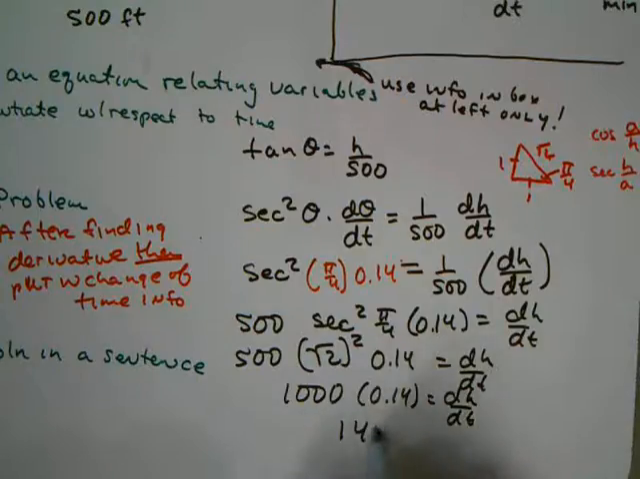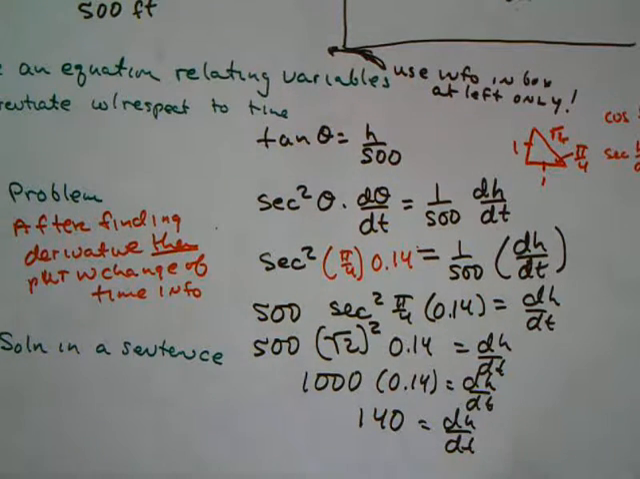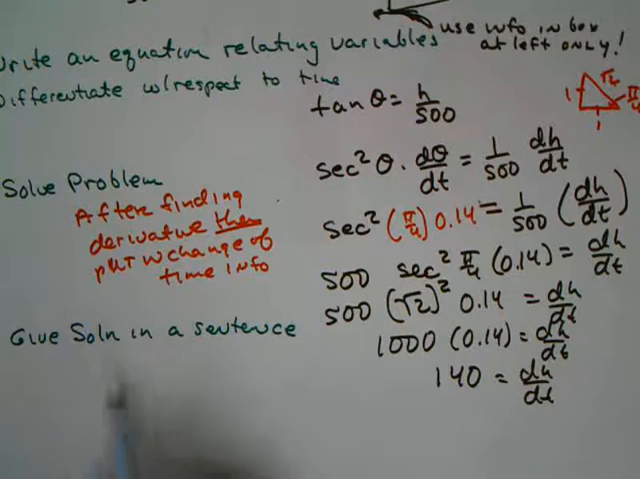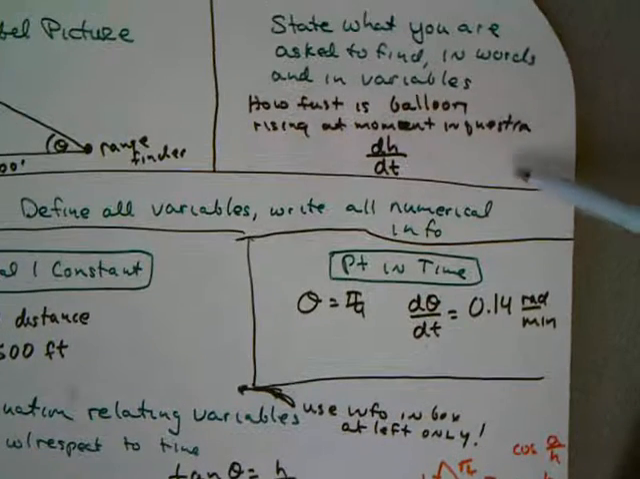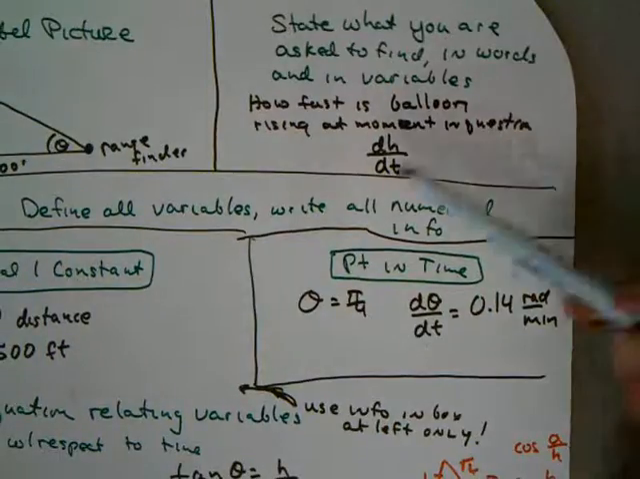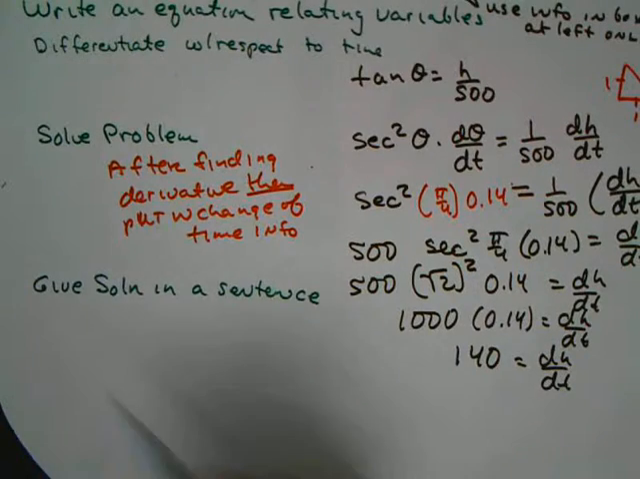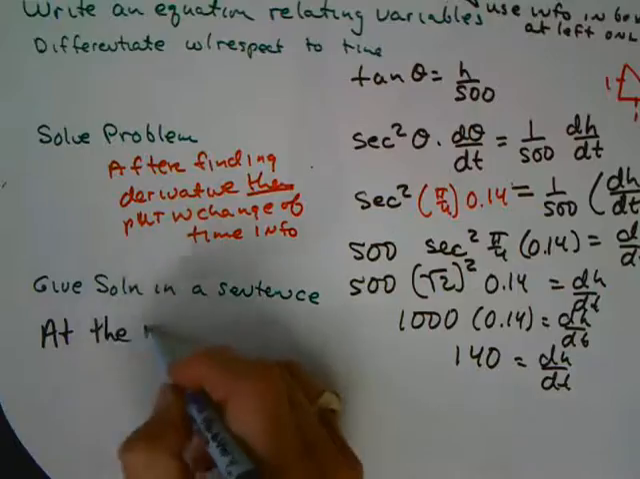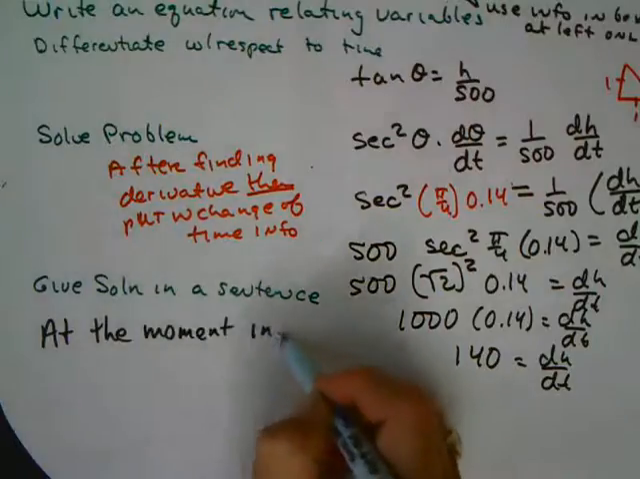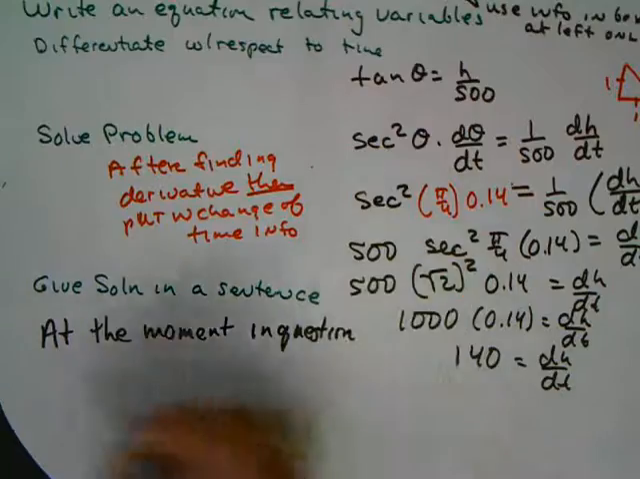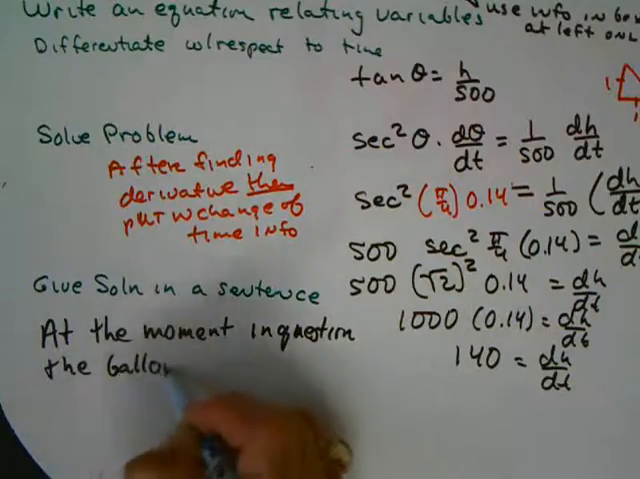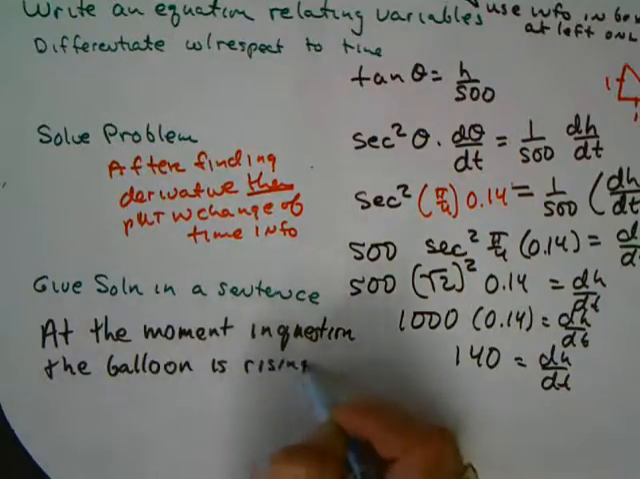Now you can't be done here. You need to give your solution in a sentence. And since the thing we wanted to find was how fast is the balloon rising at the moment in question, a good way to answer it would be to say, at the moment in question, the balloon is rising. So that's what we're going to write here. At the moment in question, the balloon is rising, and here's my answer, 140.